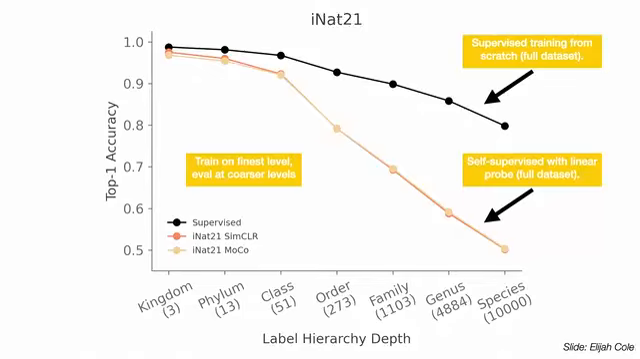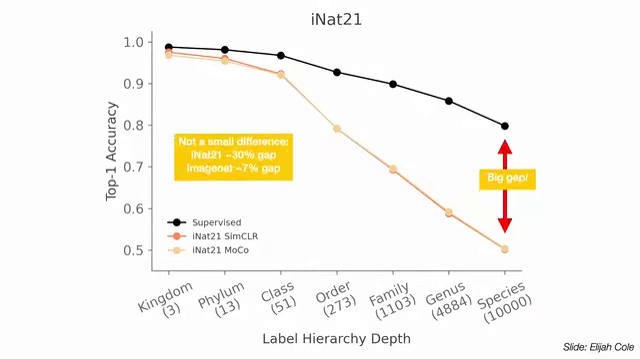So we're basically training on the finest level, but then we're evaluating our ability to categorize at coarser and coarser levels. And it turns out that if you look at this type of data set, at those fine-grained levels there's really not a small difference, right? There's about a 30% gap between supervised and self-supervised training on iNaturalist. And if you do the same experiment on ImageNet, the gap is much, much smaller. It's more like 7%, right?